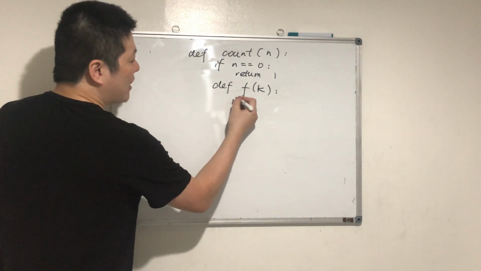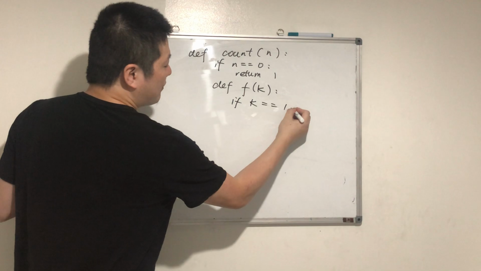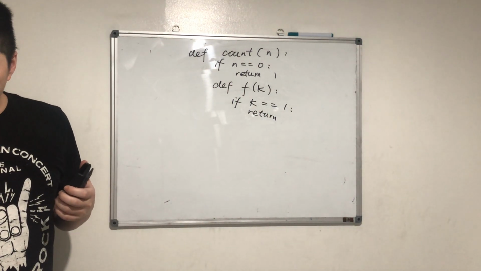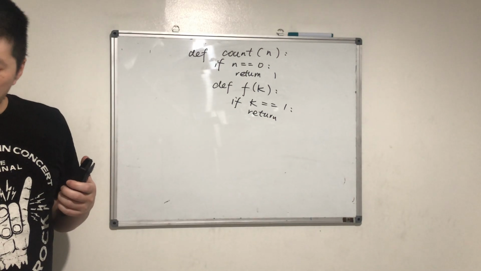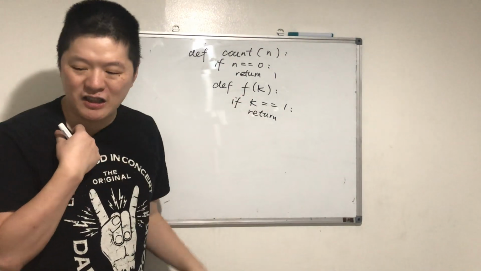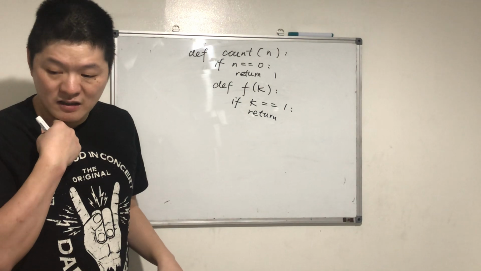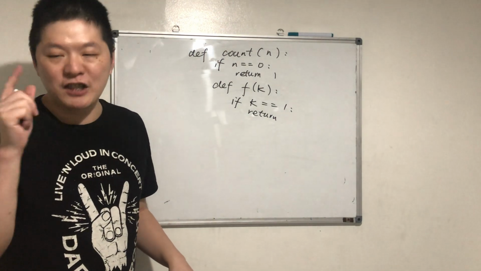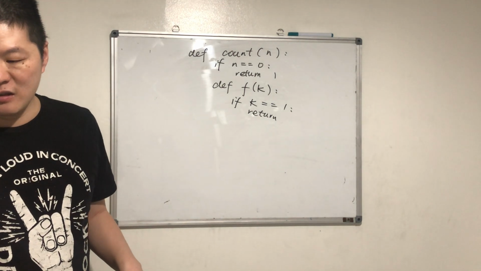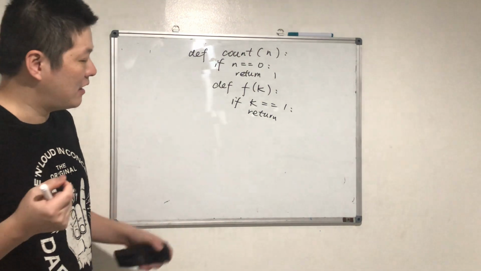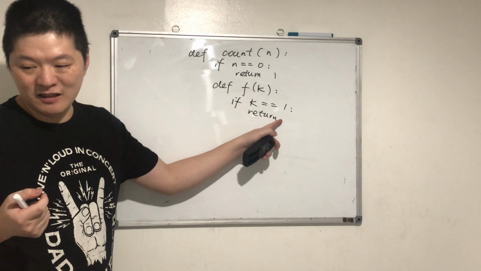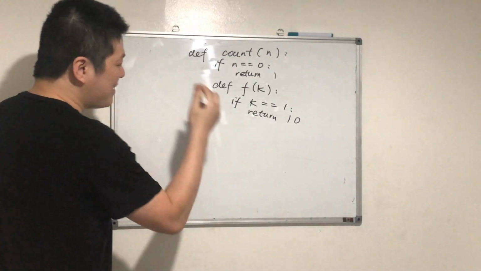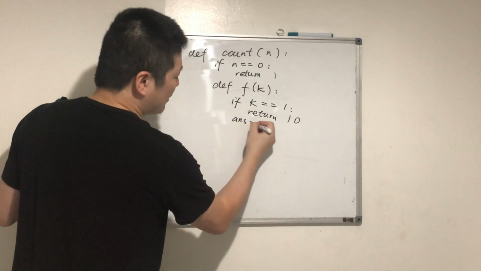It's not a colon. Okay, now look. If k equals 1, return what? K only one digit. How many can we get? How many 1-digit numbers? Should we return 10? 0 to 9, right? 10. Okay. Then we can do this: answer equals 1, right?